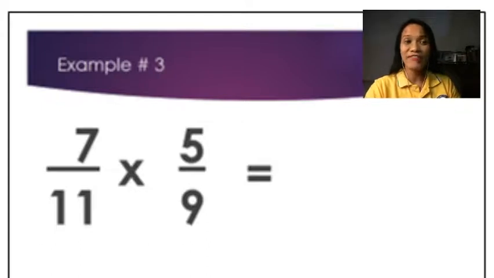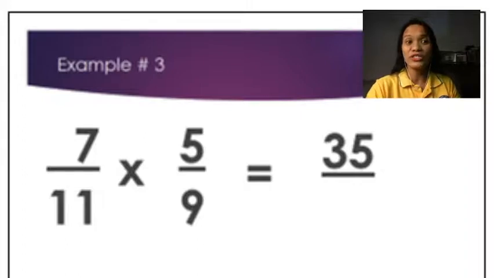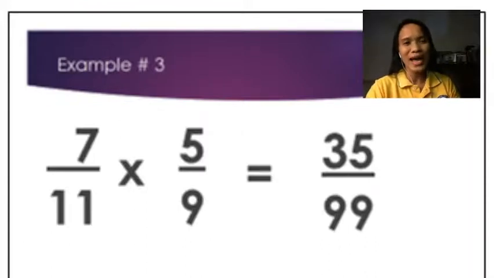7/11 and 5/9. We know from our multiplication table that 7 times 5 is 35. So 35 is our top number answer, while 11 times 9 is 99, so 99 is our bottom number answer. The final answer to our problem, therefore, is 35/99. I hope you're following so far. But if you think you missed something, just go over the video again.